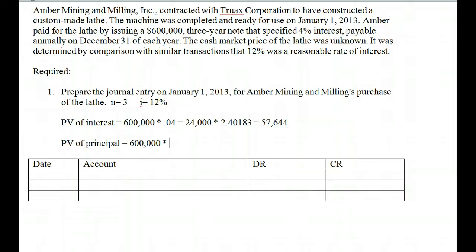And again, you could use the formula if you wanted to figure this out. But again, I'm just going to round it. It's just easier that way for us in this learning setting. So the PV of 1, we're going to again look at 3 periods, and we're going to go over and look at 12%.